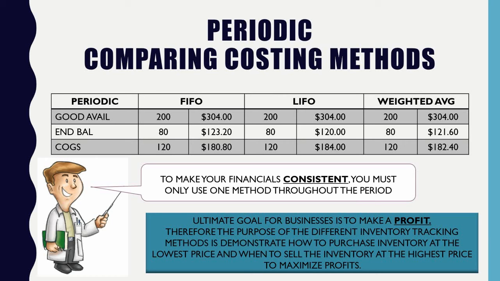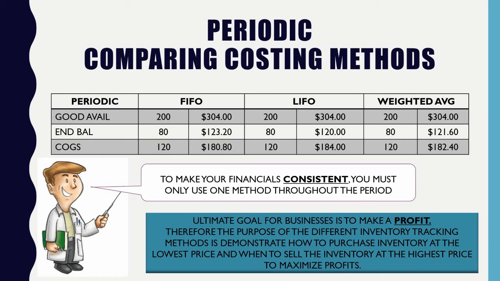LIFO, we got rid of our more expensive ones first. And now our ending balance here is only 120 even. And then of course, when we look at our average costing, we see that it's in between 123 and 120, which gives us an average cost of 121.